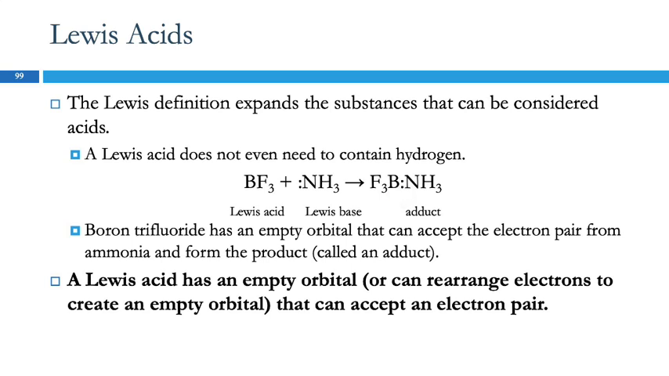Nitrogen has donated electrons, it is acting as a base. BF3 is accepting electrons, it's acting as the acid. So this is a Lewis acid, that's a Lewis base. This is called an adduct. So the Lewis acid will have an empty orbital, or it can rearrange its electrons to make an empty orbital that can accept an electron pair from the base.